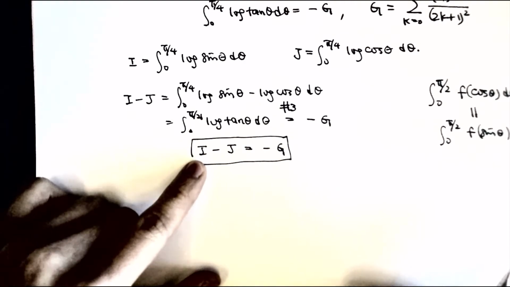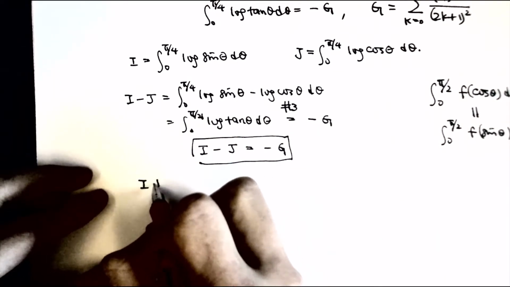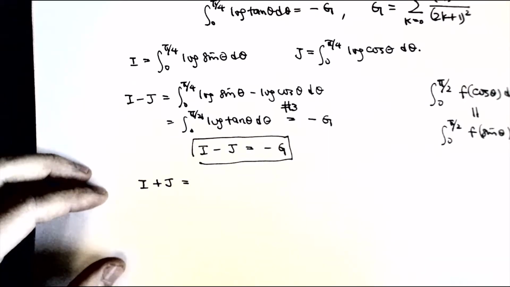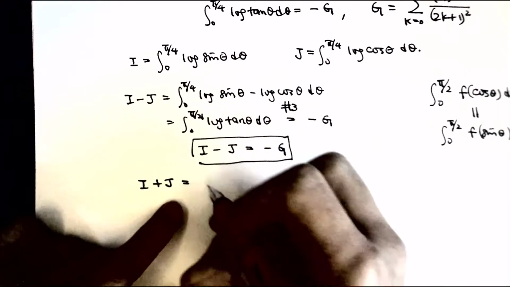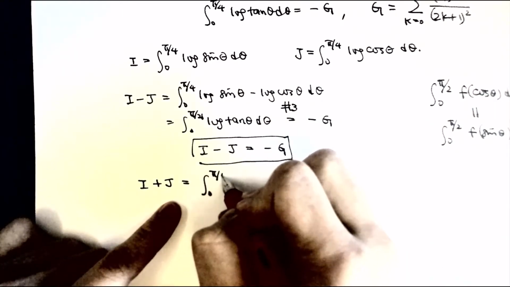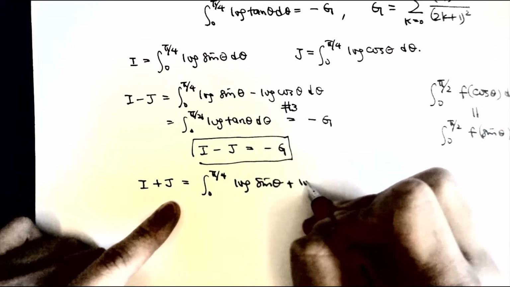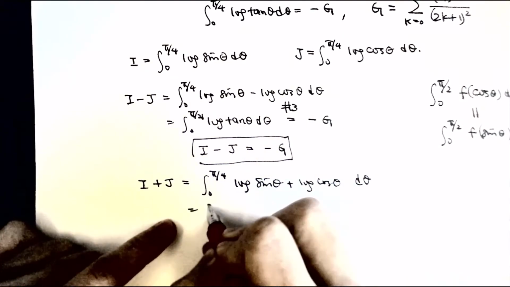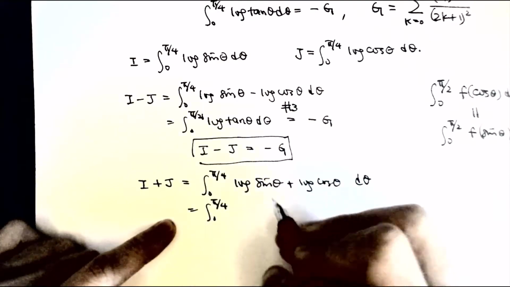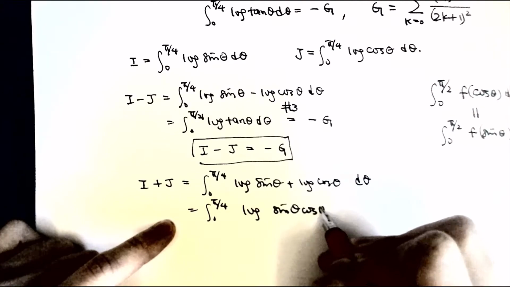Here we have I minus J. The best scenario will be I plus J, so that we can add them together and cancel each other. So what is I plus J? We observe that this is just the integral of log of sine theta plus log of cosine theta, d theta. And then it will become log of sine theta times cosine theta, d theta.